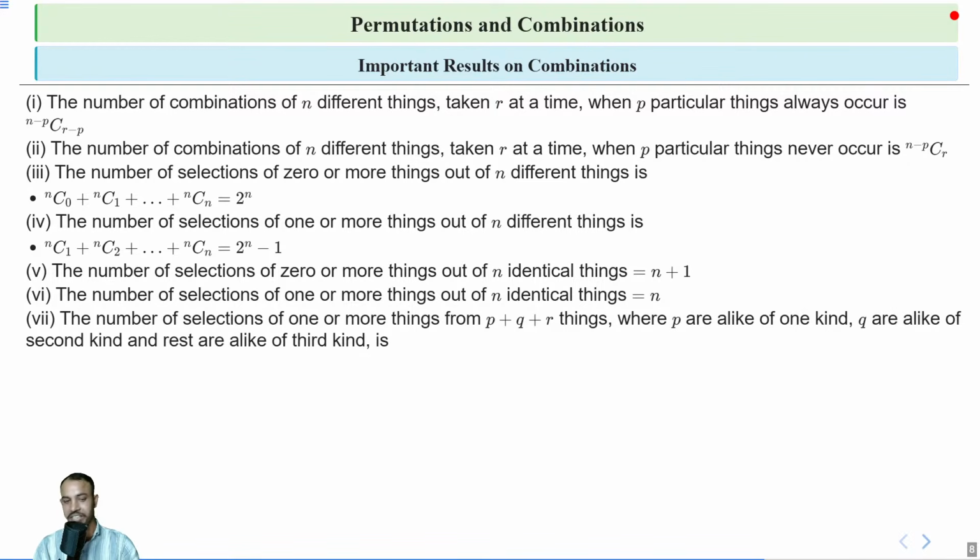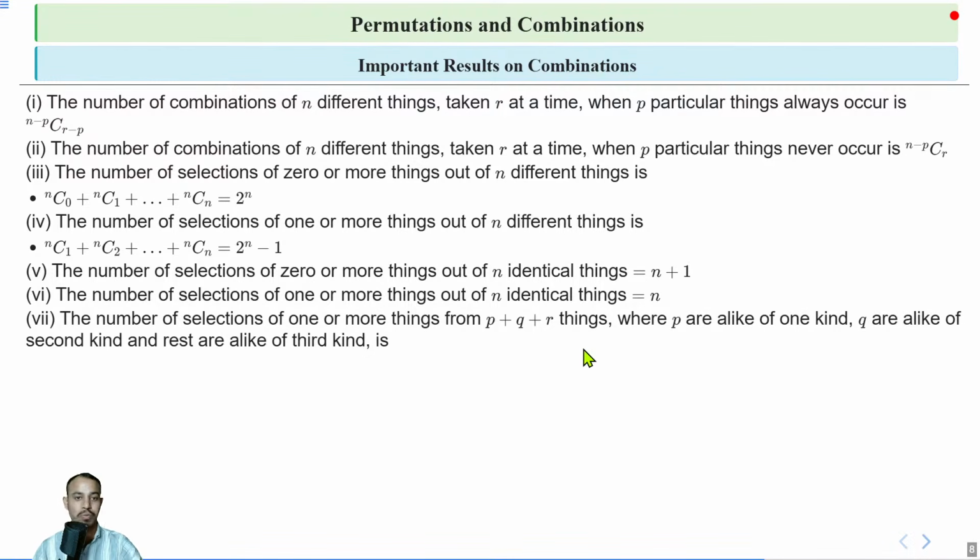Then see here, the seventh result on combination. You have p plus q plus r things, where p are alike of one kind, q are alike of a second kind, and the rest are alike of the third kind. What you have to do is find the number of selections of one or more things from p plus q plus r things.